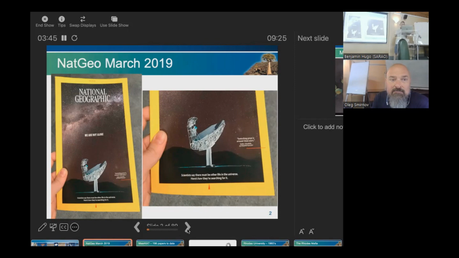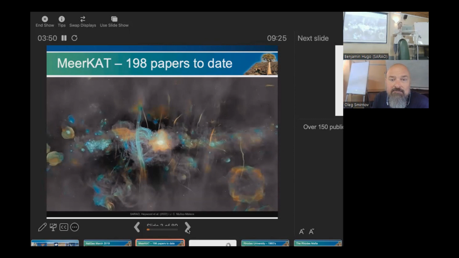So as Oleg said, MeerKAT has been an incredibly successful telescope. It's only been operating for a few years, and as of last night, there were 198 papers that have been published. And this is the only result I'm going to show, because once you've shown this one, nothing else really holds up. So this is the map of the center of the Milky Way, our galaxy, that was made with MeerKAT, and really is just a fantastic image.